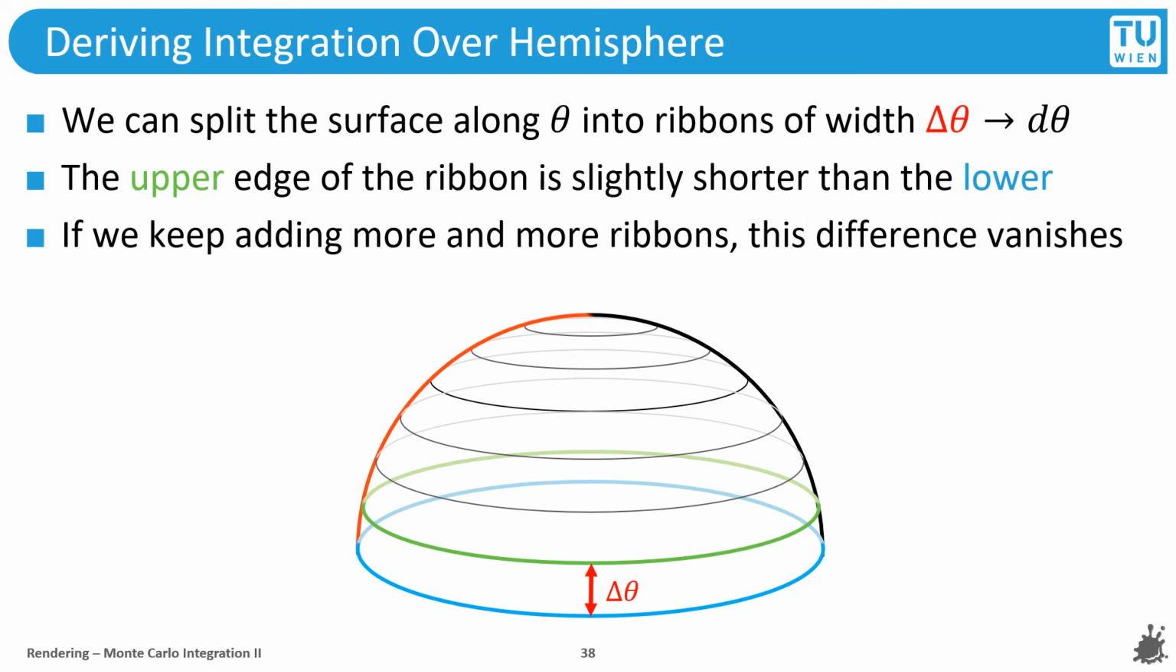Again, we will try to disassemble the curved surface of the hemisphere into smaller parts that we can easily analyze, and then put them back together again. Let's assume we split the surface of the hemisphere along theta into ribbons of width delta theta. We keep splitting the ribbons and therefore delta theta gets smaller and smaller. In the beginning, the upper edge of each ribbon will be slightly shorter than the lower one, but the more we split, the smaller this difference becomes. If we split the ribbons infinitely often and delta theta goes towards an infinitesimally small number, this difference goes away completely.